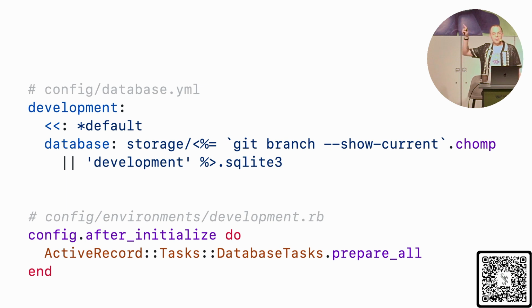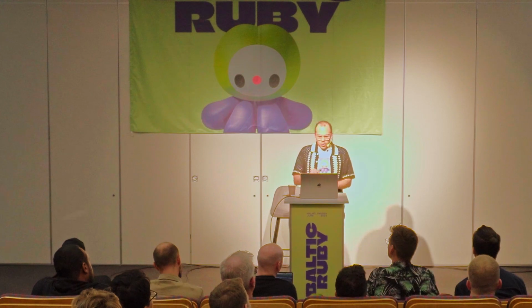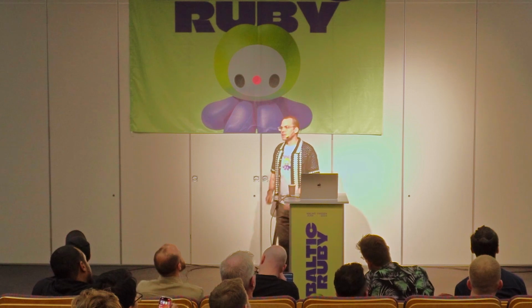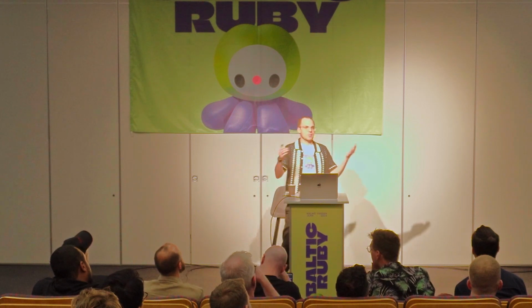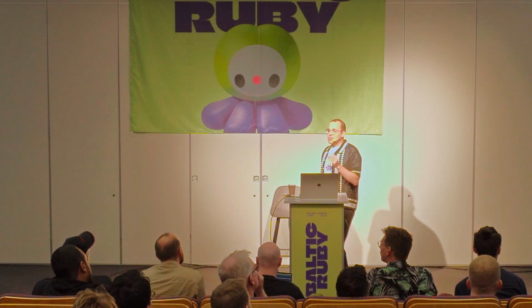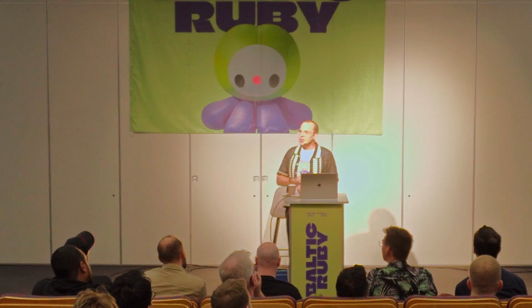Run a little bit of ERB and bash in your database YAML file. Throw this in your development initializer. And every time you change branches and you run a Rails command, you call the console, you start the server, you run Rails runner, you do db migrate, whatever, it's going to call the Ruby code behind the db prepare rake task. Right? It's going to make sure that that file exists. It's going to run the migrations. It'll run the seeds.